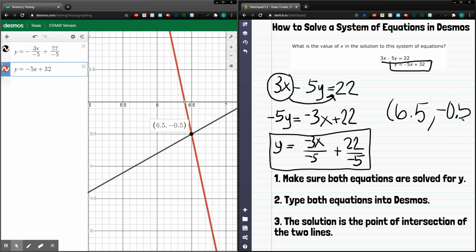Now, if you actually look at this problem that I'm working on, it's asking for just the x value. So I would actually just say 6.5. And this is how you're going to solve a system of equations using Desmos.